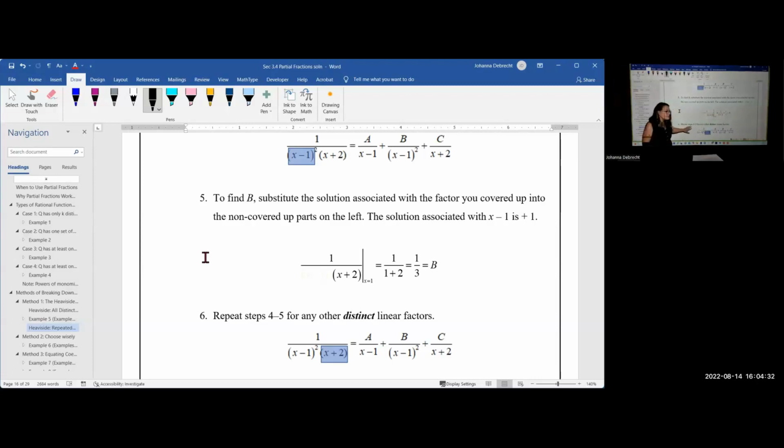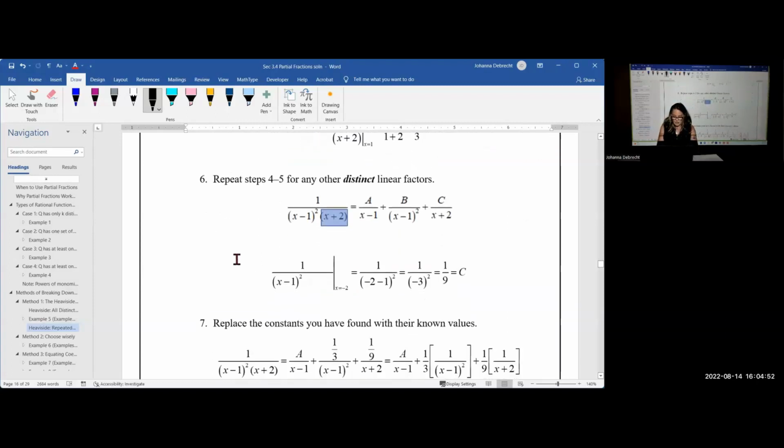Then we'll repeat the steps for any other distinct linear factors. Now, the a over x minus 1, it repeats, right? So we're looking for a different linear factor, which would be the x plus 2. So we're going to cover that one up. We should be able to find that one using the Heaviside method because, again, it's distinct. It's different from the others. So we cover up the x plus 2. The factor is x plus 2. The solution is x equals -2.